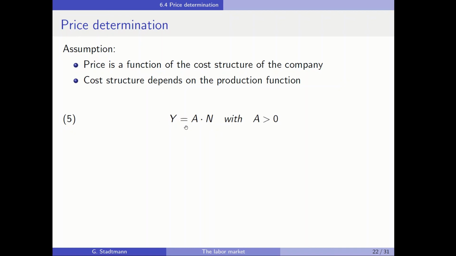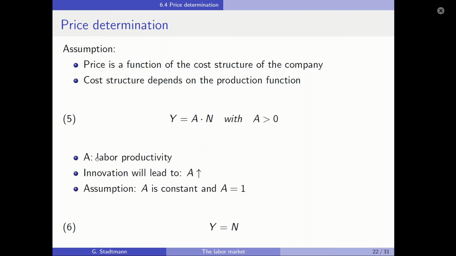Here in equation 5, we have one very simple production function. GDP, the output Y, depends on the number of labor units N employed by the company and also on this variable A. Variable A is called labor productivity. Our assumption will be that A is a constant and A will be equal to 1. Therefore, our production function is even more simple. It is equal to Y equal to N. One worker can produce 1 unit of output.